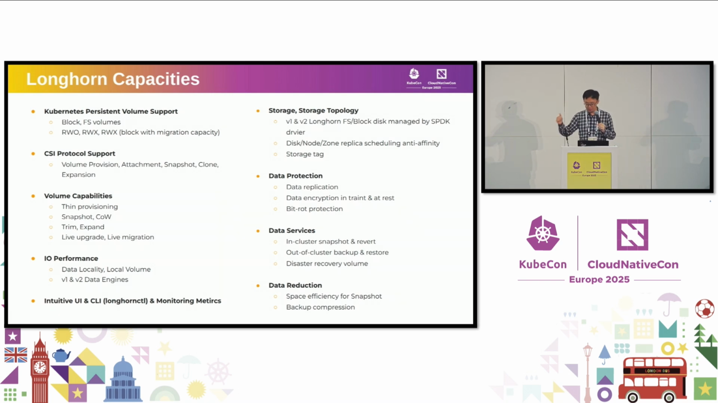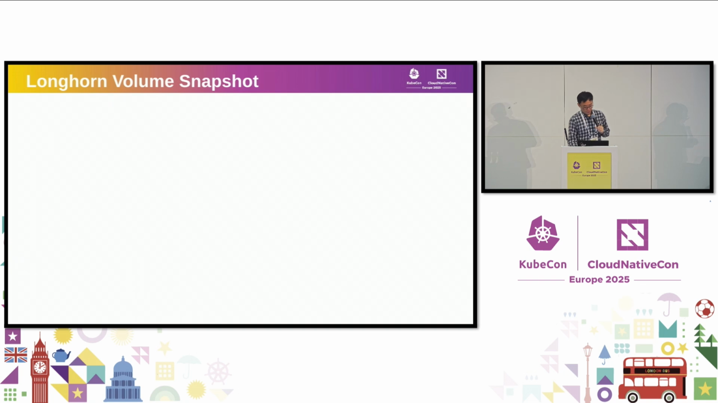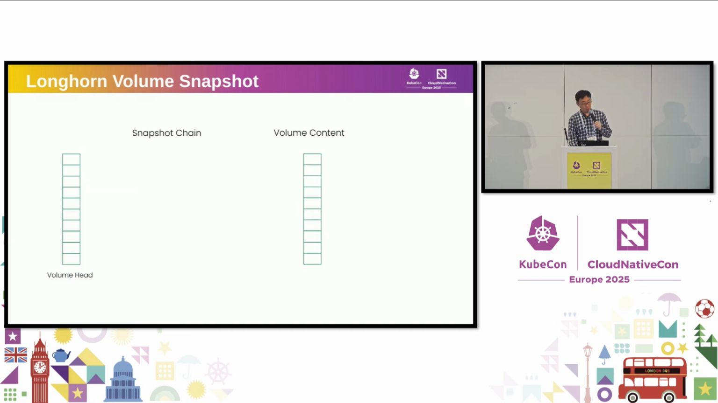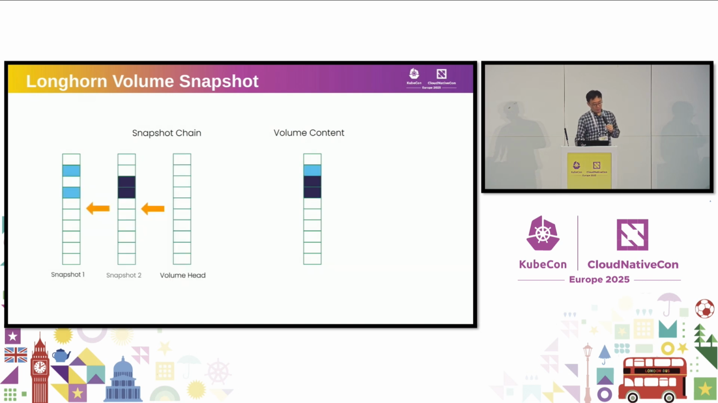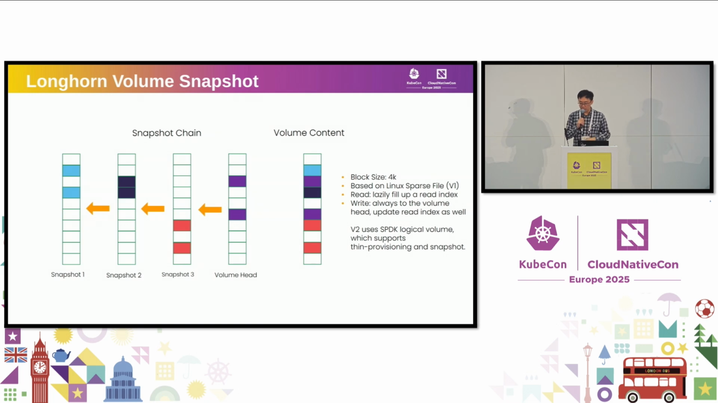Data protection: replication, encryption, volume protections, data services in cluster, snapshot, out-of-cluster backup, DR volumes. So a lot of things, including backup compression. I just mentioned the high-level ones, but there are actually many details if you look into the Longhorn documentation. So I probably will not jump into this. I'll just quickly go through. Some of you maybe already read it. I want to highlight the snapshot chain so we can make the I/O efficient. And the most important part I want to mention is that V2 also supports this, based on logical volumes.